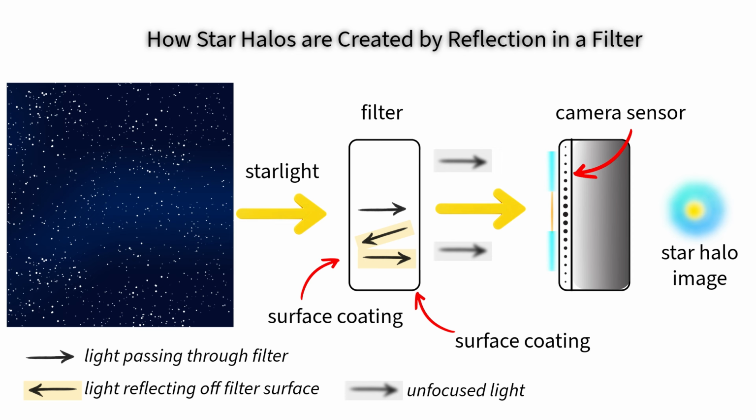The problem is that they are not perfect, and they can sometimes create internal reflections. Light from a bright star enters the filter, reflects off the back surface, bounces off the front surface, and then hits your camera sensor, just slightly offset from the star itself. How bad this gets is down to a few things. The size of the halo is directly tied to the thickness of your filter's glass and the focal ratio of your telescope. A fast scope, like an f4 or an f2 RASA, will make bigger halos than a slower f8 telescope.